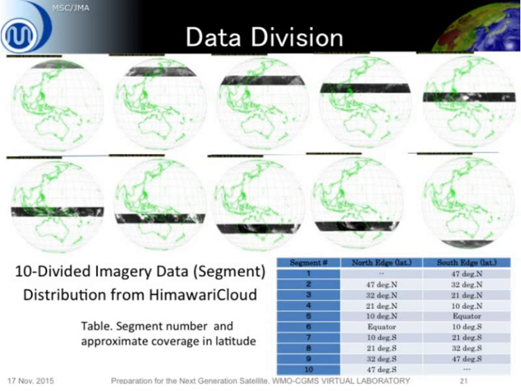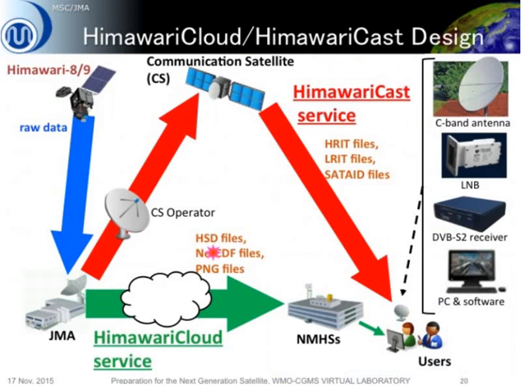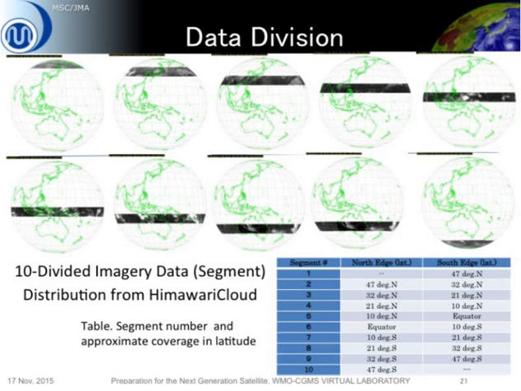And this chart shows the timeline of, in HimawariCast and HimawariCloud service, the full disk data are divided into 10 segments like those figures. First segment, second segment, then, and final 10th segment. So users can obtain full disk image after the last segment is acquired. This segment division is important to understand the latency of data distribution by those two services.